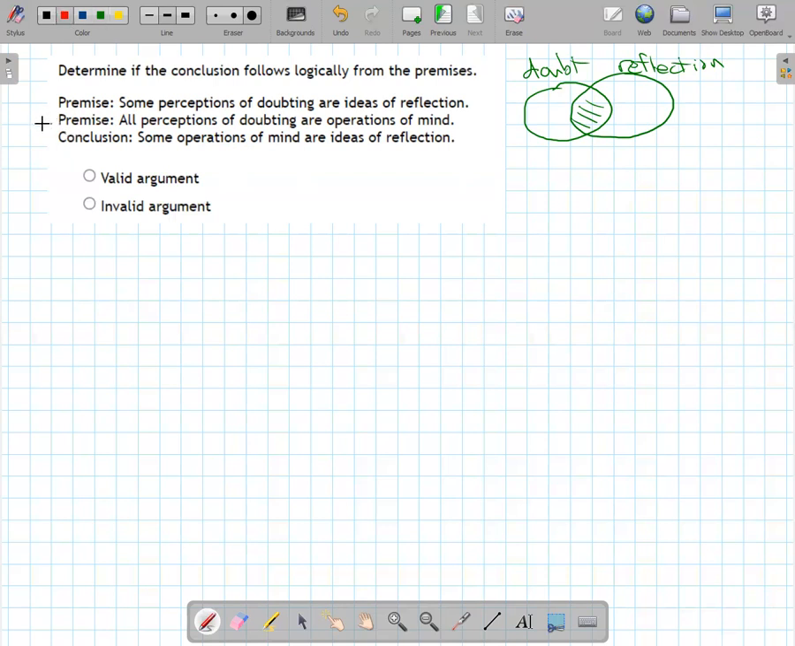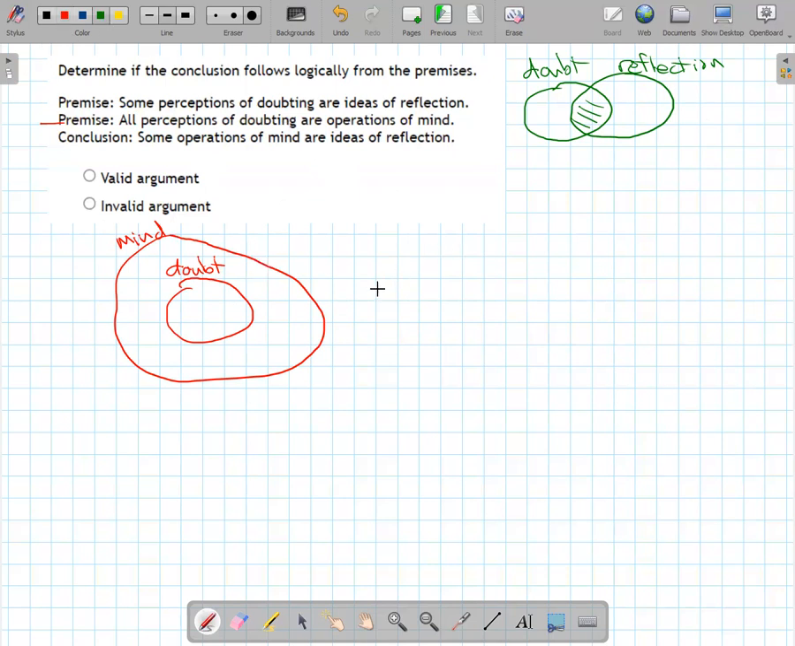Now the all looks a little bit different. If I were to just make the all here, all of the perceptions of doubt have to be operations of the mind. So then the mind would be out. The overlap is complete as opposed to partial, right? Some versus all. So this would be mind.